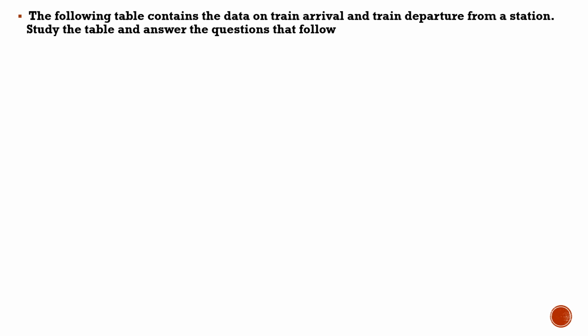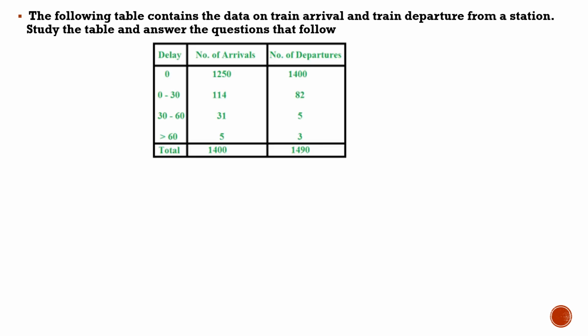Go to the second question on tabular data interpretation. The following table contains the data on train arrival and train departure from a station. Study the table and answer the question that follows. So here, the first column represents delay by what time. Delay by 0 means the trains will be on time, either arriving or departing. 0 to 30 minutes, 30 to 60 minutes, and more than 60 minutes.